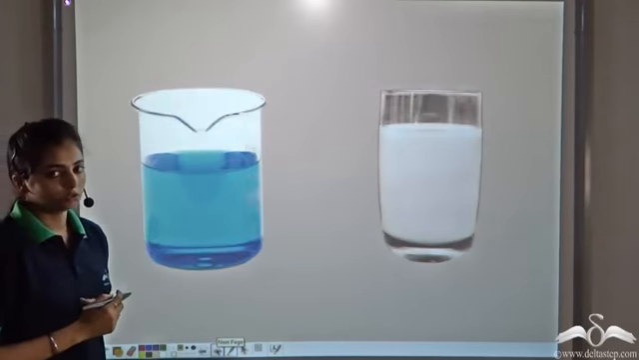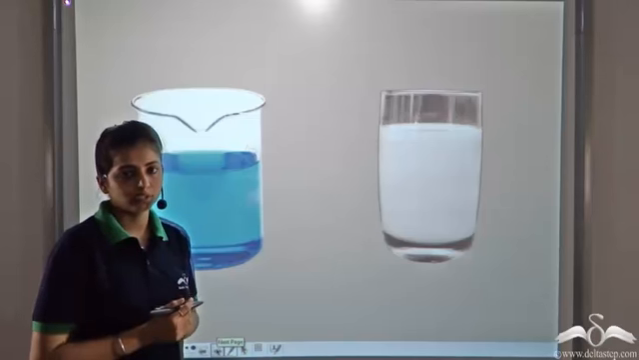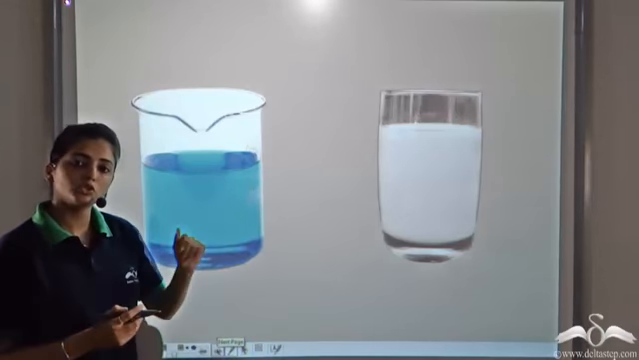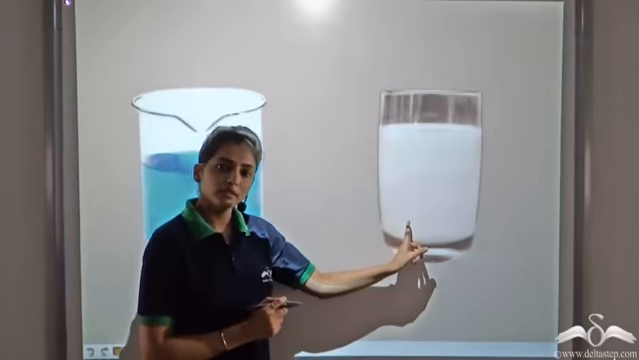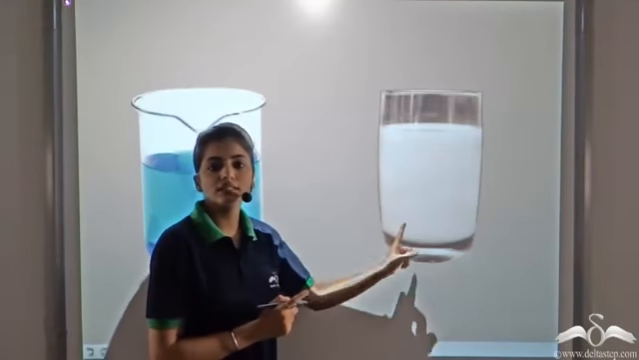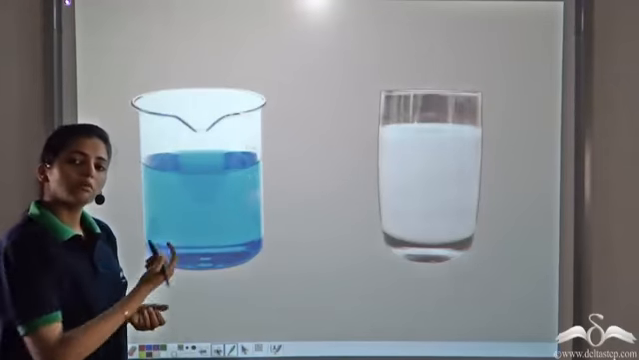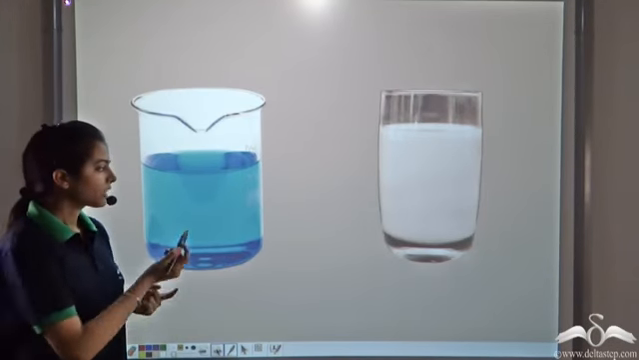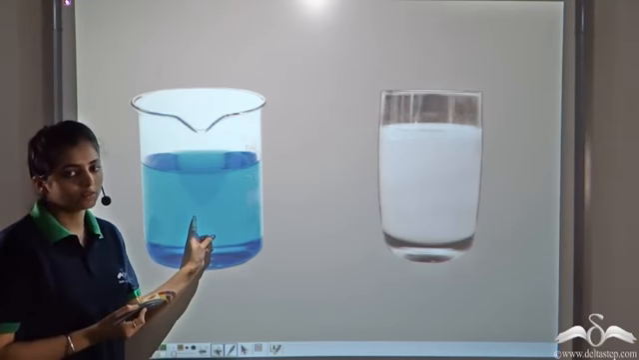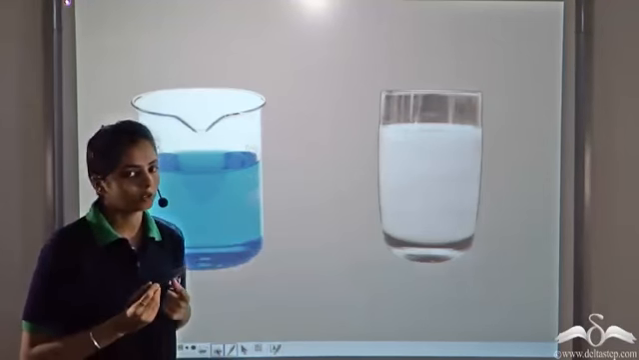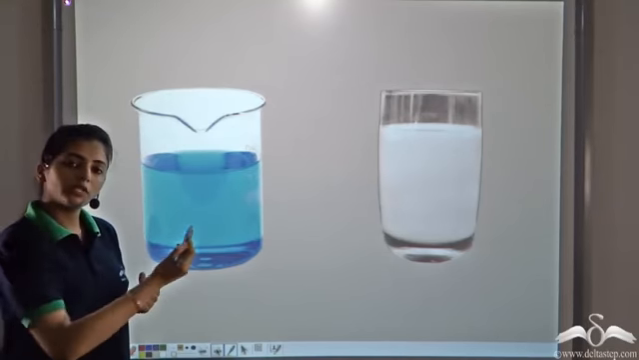Now we have two solutions. We have aqueous copper sulfate solution and we have milk. To us, both are homogeneous looking, both have the same composition throughout. We know milk looks homogeneous, but it is actually a heterogeneous mixture. But when we are looking at it, to us, both are homogeneous. Both cannot be separated by filtration, the components of aqueous copper sulfate solution and milk. They cannot be separated by filtration. And they are also stable. Both of them are stable.